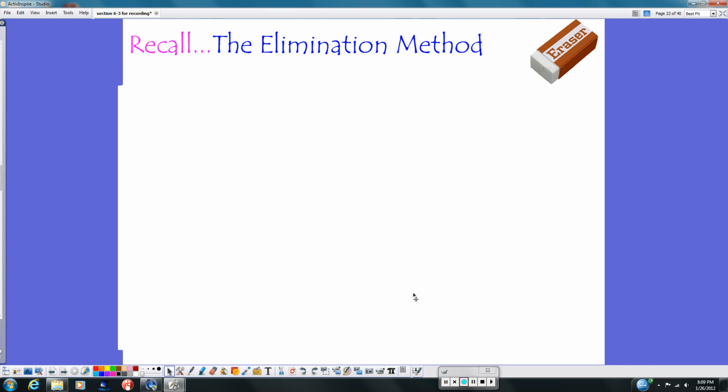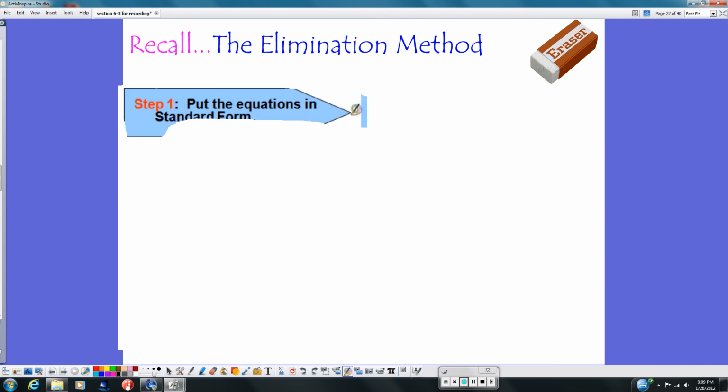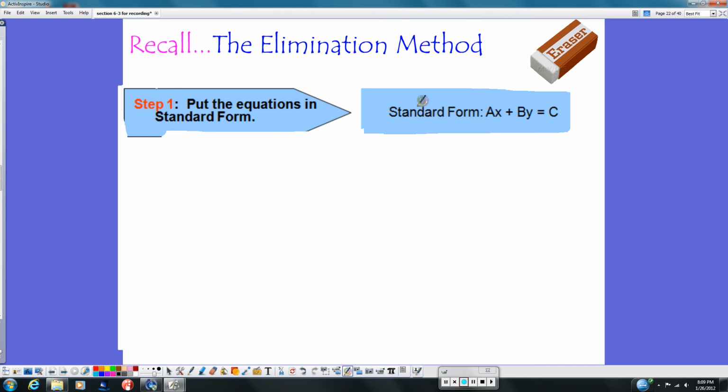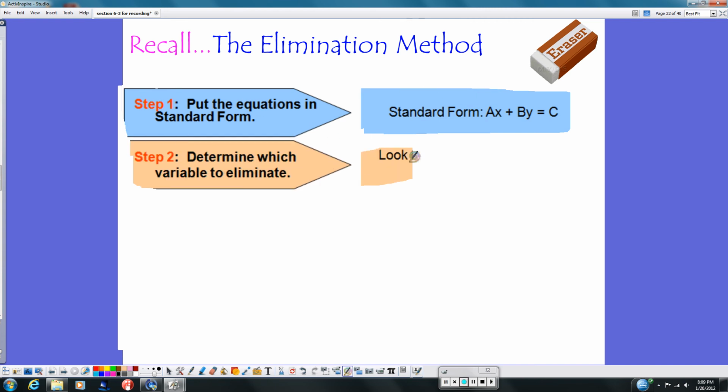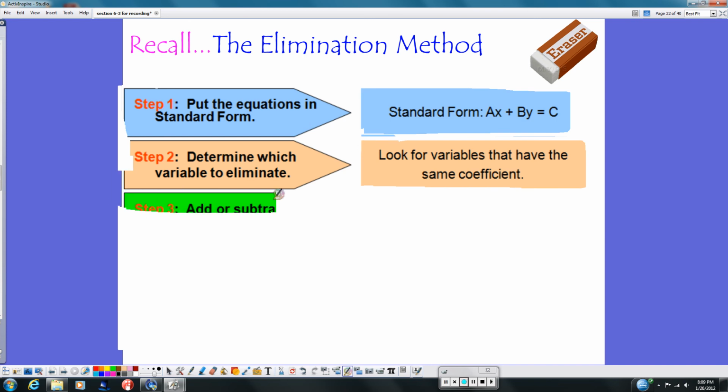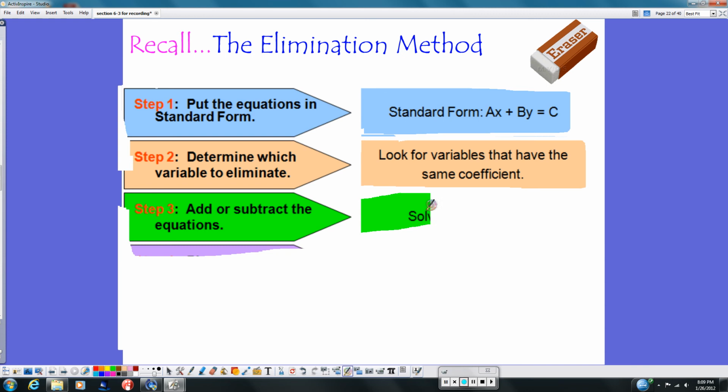Again, let's review the steps for the elimination method. Step 1, put the equations in standard form. That means ax plus by equals c. Step 2, figure out which variable you're going to eliminate. You want to look for variables that have the same coefficient. Step 3, add or subtract the equations. You're solving for the variable.